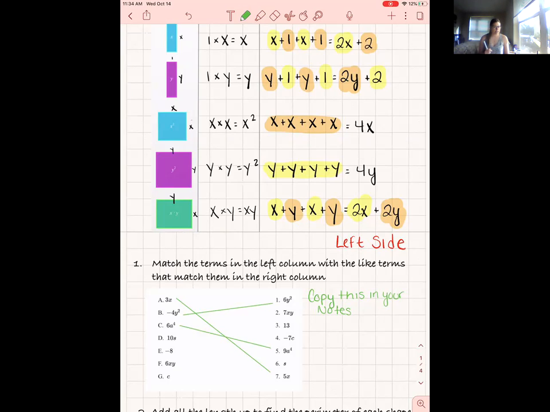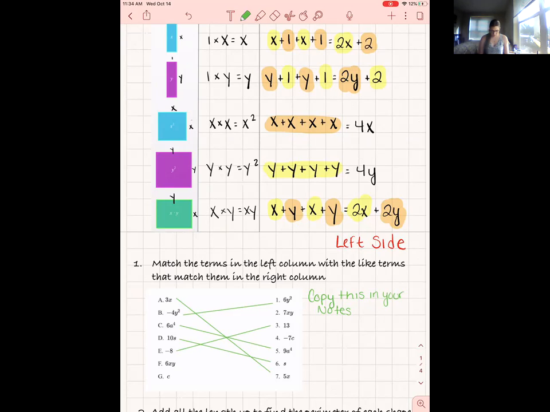D, 10s. The variable is s, so I'm going to be looking for an s on the right side. I see that in number 6, so D gets connected with 6. E, there is no variable, so I'm just going to be looking for something on the other side that's just a number with no variable. Number 3, 13, will match with E because neither of those have variables. Those are units, those are constants.